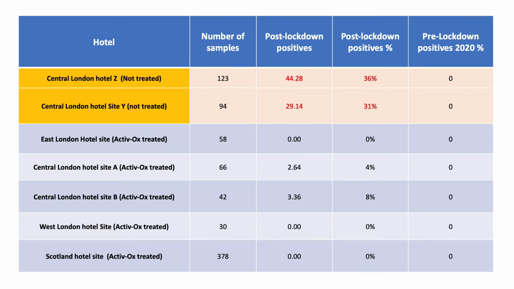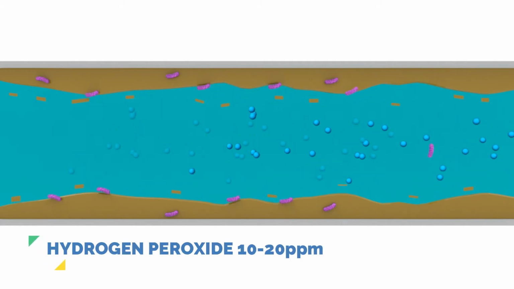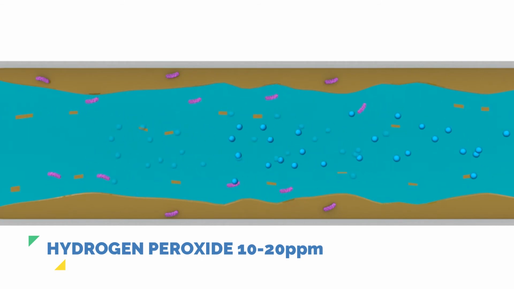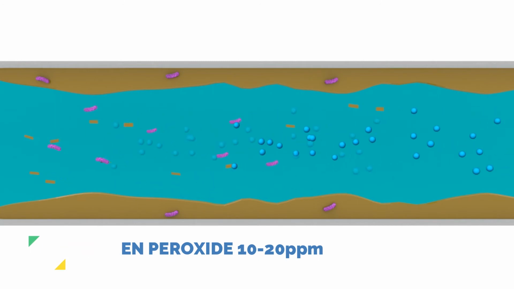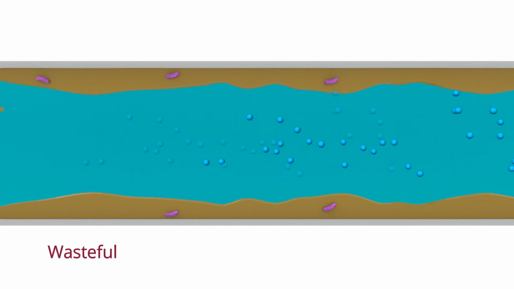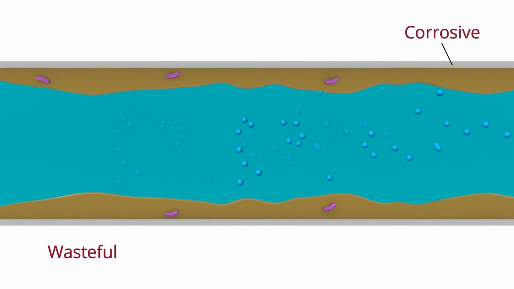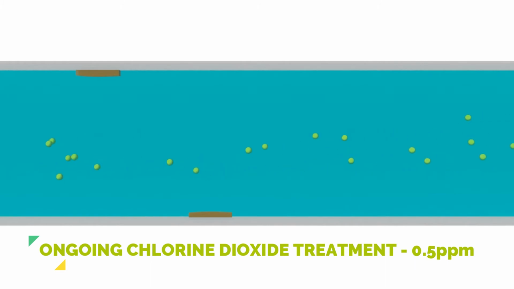Next up, hydrogen peroxide and silver, which is known to be an effective treatment for water systems but is required to be dosed at a much higher rate, with ongoing treatment at around the 10 to 20 ppm mark, as the chemical lacks selectivity and will react with impurities carried in the water, making it more wasteful. Hydrogen peroxide is also more corrosive, especially at these dosage levels. Chlorine dioxide, on the other hand, is effective for ongoing treatment at just 0.5 ppm due to its unique high selectivity, effectively killing microbes while reacting less with other water contaminants.